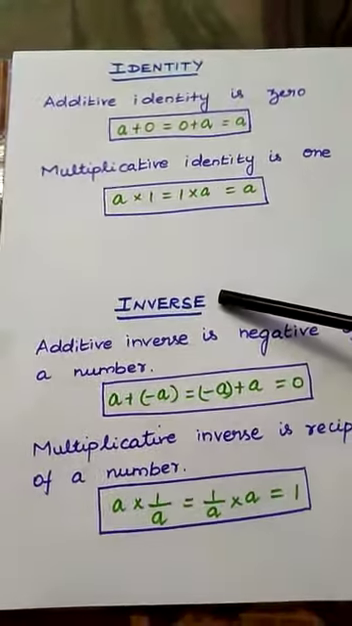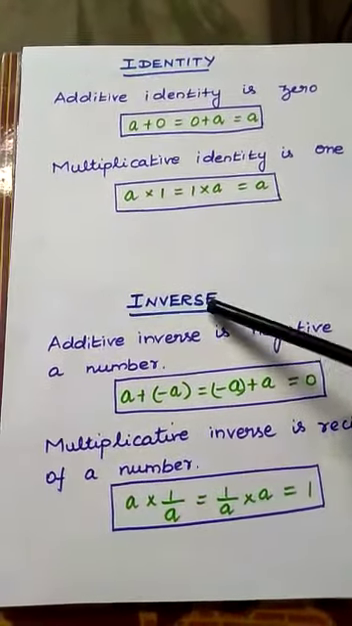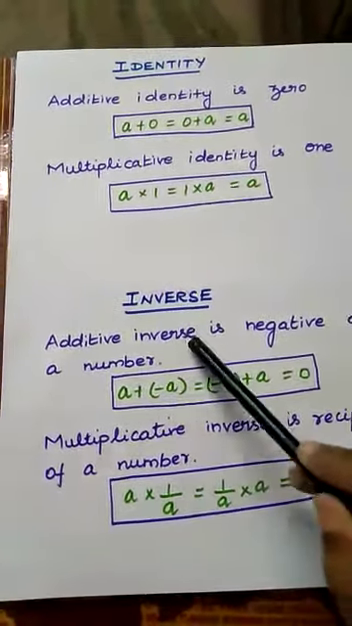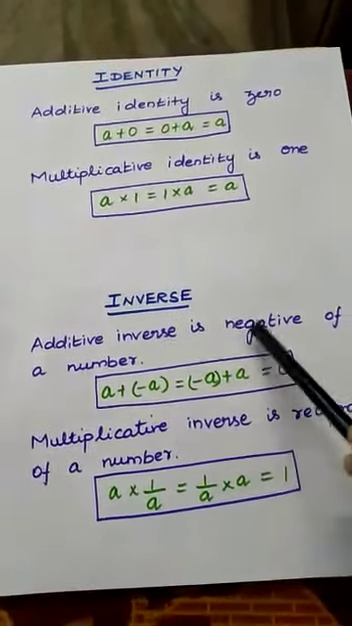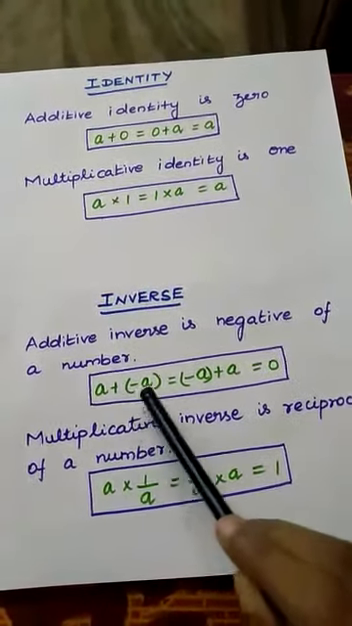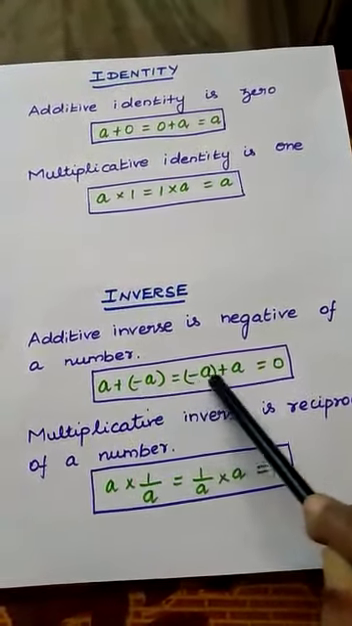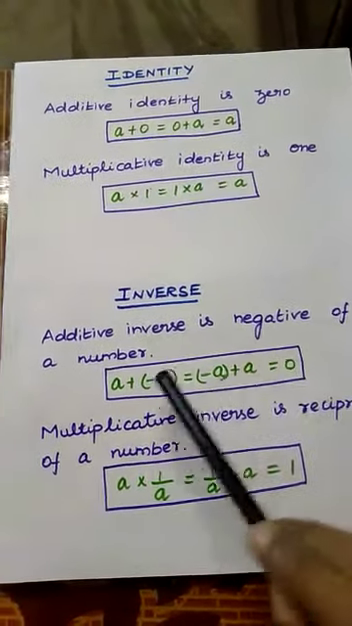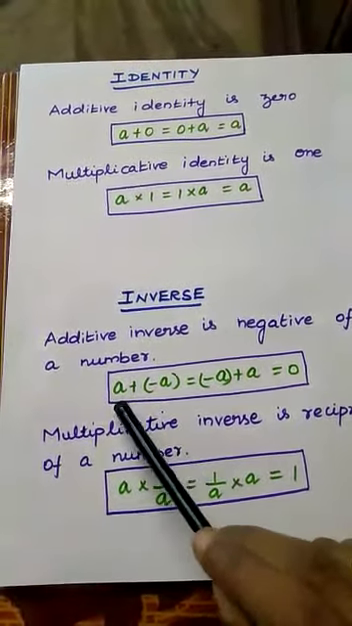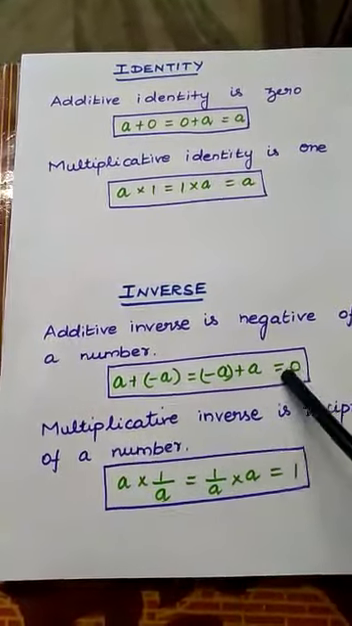The next one, inverse. Actually, inverse meaning is opposite only. Additive inverse. What is the additive inverse? That is the negative of a number. a + (−a) = (−a) + a = 0. Take one example, one number: 7 plus minus 7. What is the answer? 0 only.